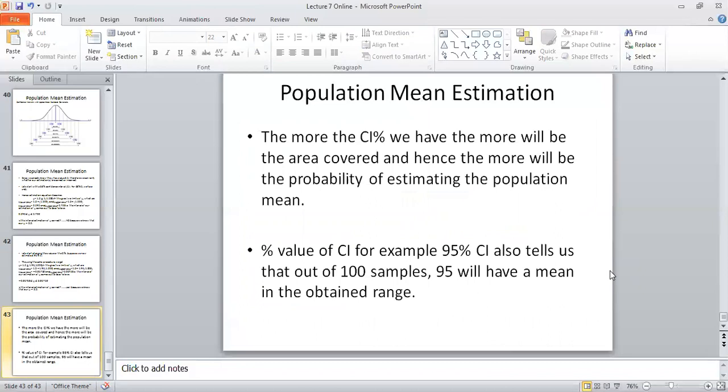So the higher the confidence interval percentage we have, the more will be the area covered, and hence the better would be the probability of estimating the population mean. The percentage value of a confidence interval, for example 95%, also tells us that out of 100 samples, 95 will have a mean in the obtained range. So this was about the population mean estimation, and this is one other application of the central limit theorem, that it is used to estimate the population mean or other unknown parameters of the population, right?